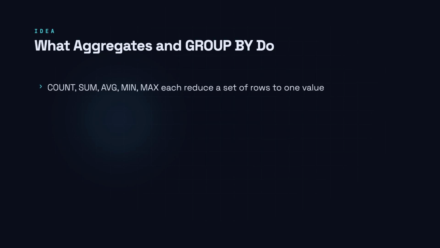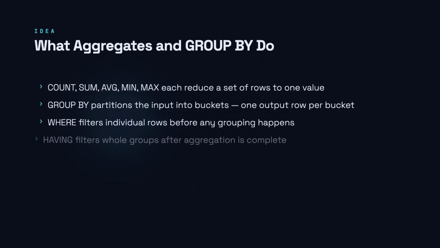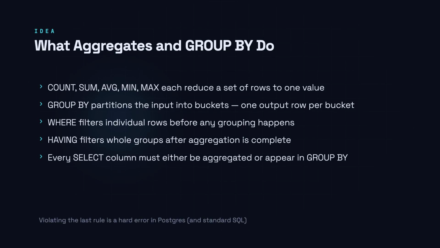Think of it as a two-phase pipeline. Where trims the raw rows, group by sorts them into buckets, and then aggregate functions crunch each bucket down to a single output row. Having is the gatekeeper that can discard buckets whose aggregate result fails a condition.